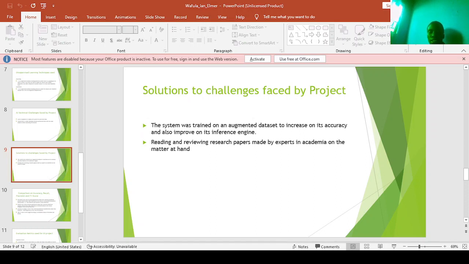And another thing, to solve the problem of limited time for research, I decided to read and review some research papers that were made by some experts within the field on the matter, and they seemed useful.